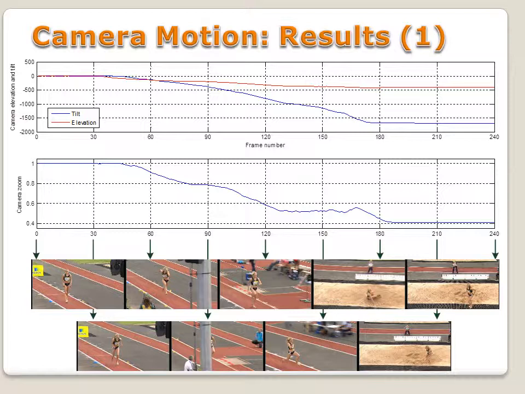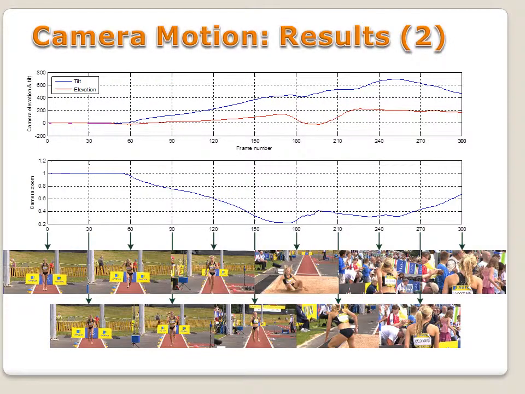When the athlete starts running down the aisle, then you see the tilt and the elevation change, and you also see that the zoom factor of the camera changes. It zooms out in order to keep the athlete body at approximately the same size. When the athlete lands on the sand, then the camera stops moving and you can understand that the attempt has finished. This is another example with the same long jump attempt, only recorded from a frontal camera.